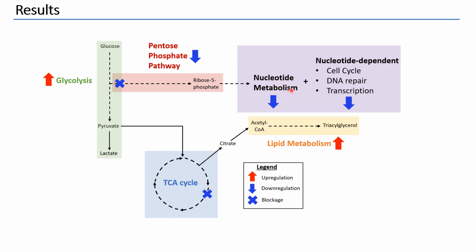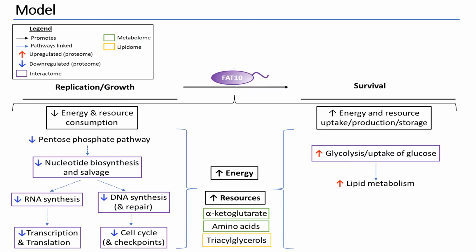Interestingly, in addition to reducing the supply of nucleotides, FAT10 also reduces the demand of nucleotides by downregulating nucleotide-dependent processes like cell cycle and transcription. These results suggest that FAT10 is involved in shifting cells from a replication and growth state to that of a survival state by downregulating energy and resource consumption processes and simultaneously increasing energy and resource uptake, production, and storage processes. This FAT10-associated phenotype could help cancer cells survive metabolic stress.